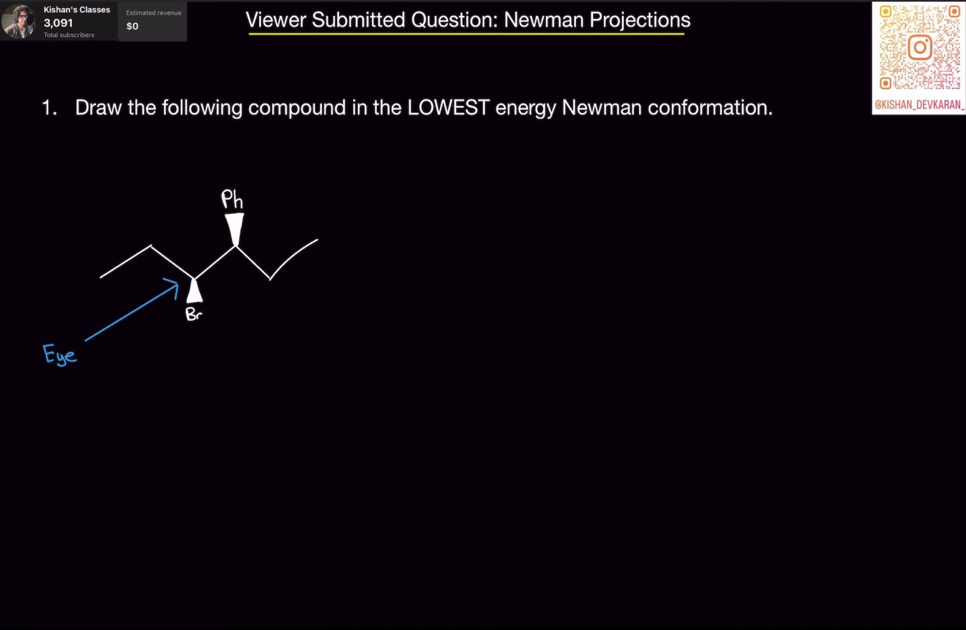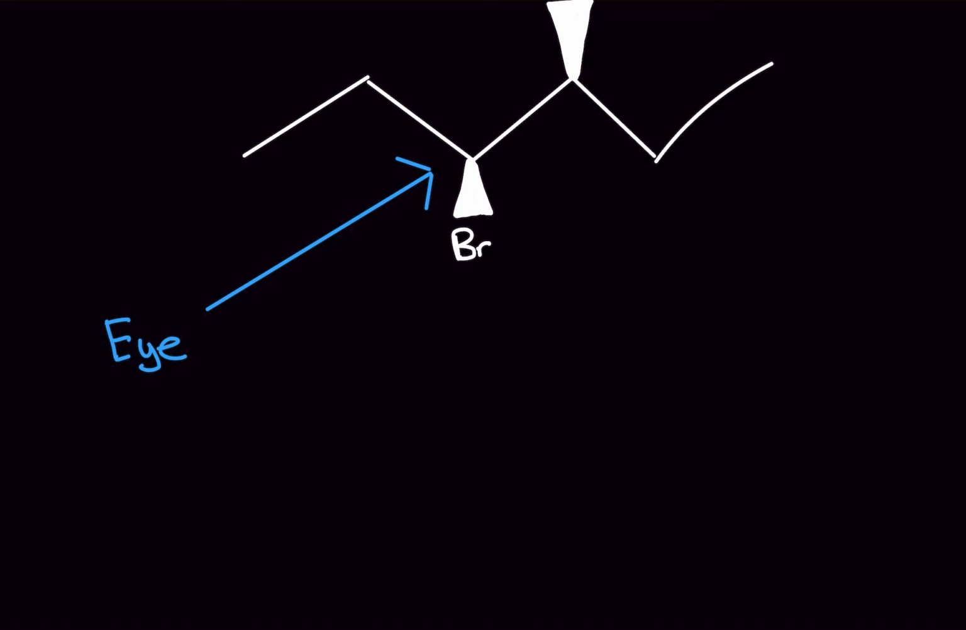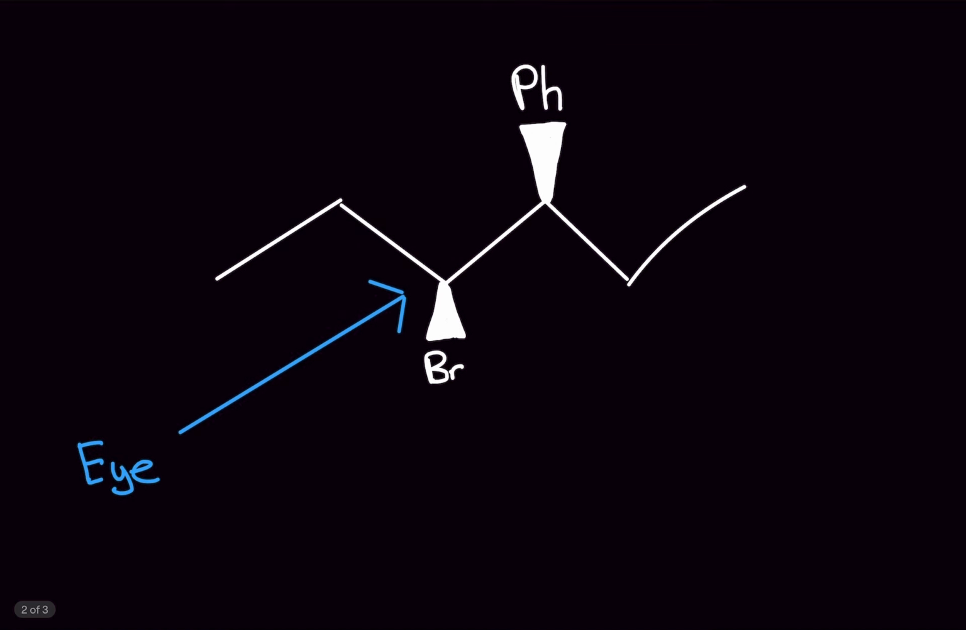Draw the following compound in the lowest energy Newman conformation. All right, so what do we do first? The first thing you do is identify where the perspective is. I didn't draw the eye this time, but the eye is going from here, touching this carbon, then touching this carbon, and then going off. It's like an invisible laser beam. It's this carbon first and this carbon second. This is the front carbon and this is the back carbon, because whatever the arrow hits first is the front carbon, and whatever it hits second is the back carbon, and we ignore everything else.